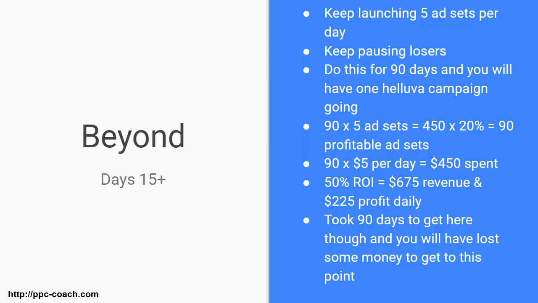This is just an example to put you in the right frame of mind. The basic point I'm trying to make is keep launching ad sets, keep pausing losers. The longer you do that, the better your campaign is going to end up being. Okay, and if you go for 90 days and then you say, whew, I did it. I went 5 ad sets a day for 90 days like Will said, and holy cow, look at this campaign go. And then you say, you know what, I can do another 90 days. I'm going to double this. You can certainly do that.